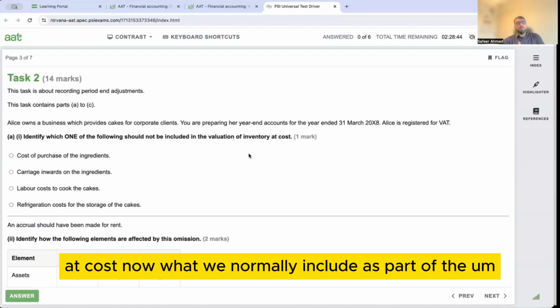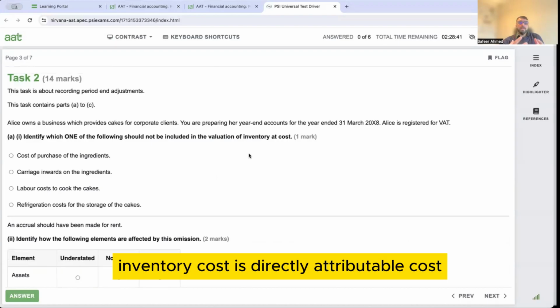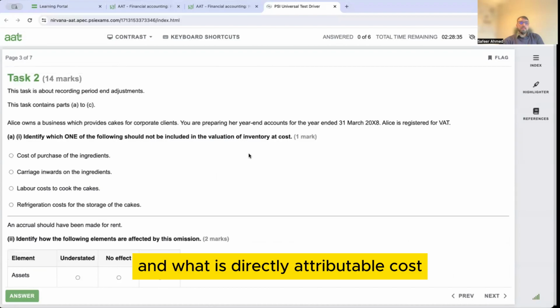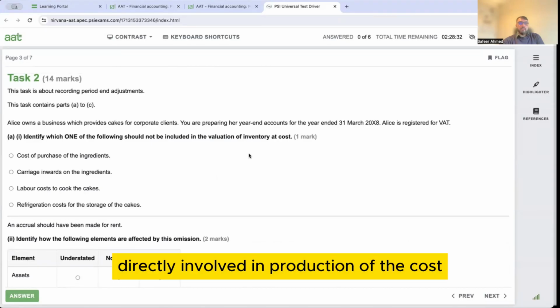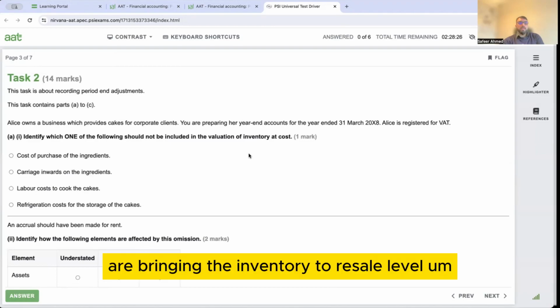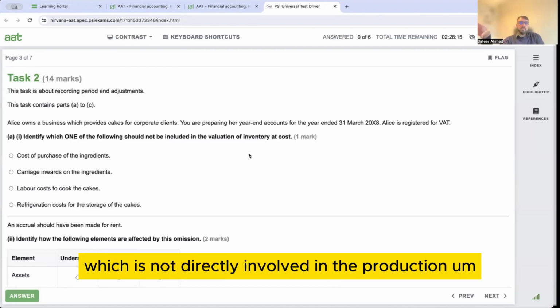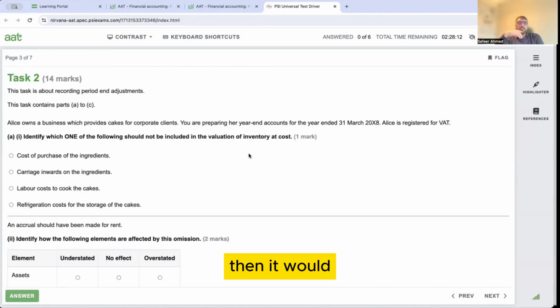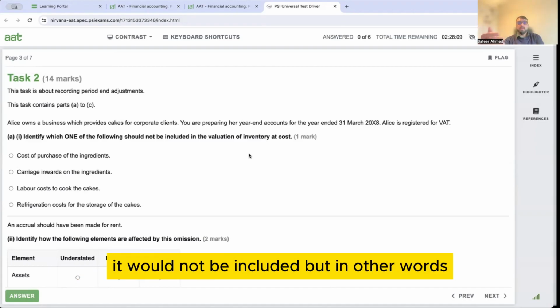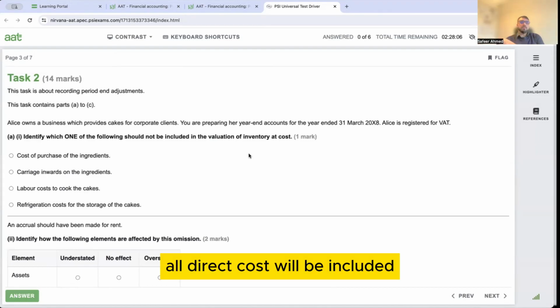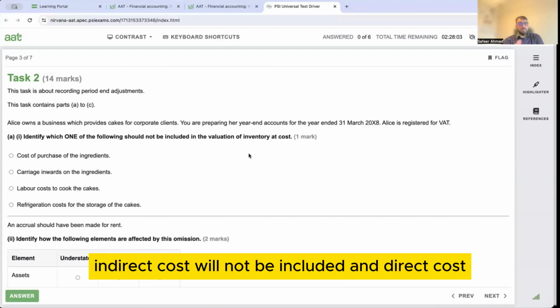Now, what we normally include as part of the inventory cost is directly attributable cost. And what is directly attributable cost? Meaning that it is directly involved in the production of the inventories, or bringing the inventory to a resaleable state, ready to sell, in other words, finished goods. So anything which is not directly involved in the production would not be included. In other words, all direct cost will be included, indirect cost will not be included.